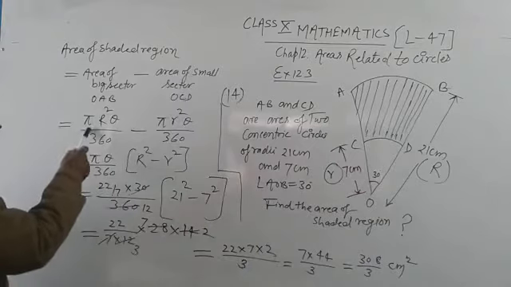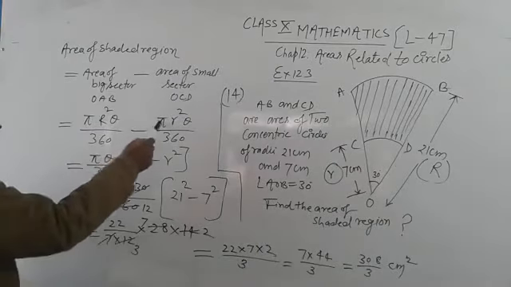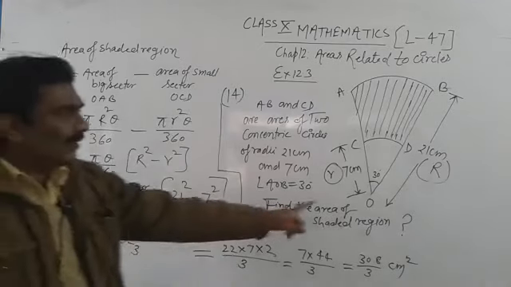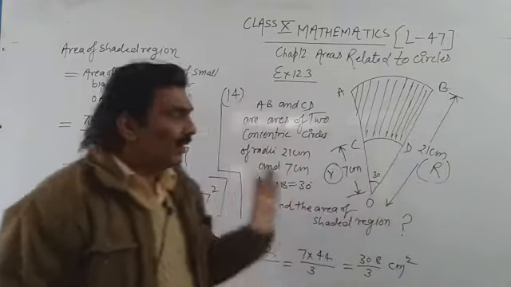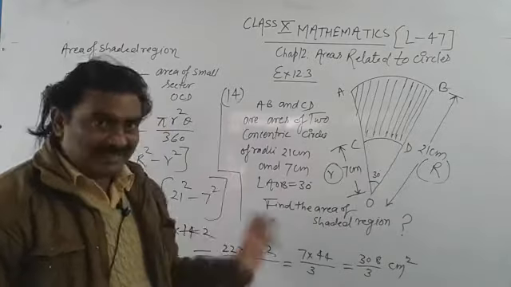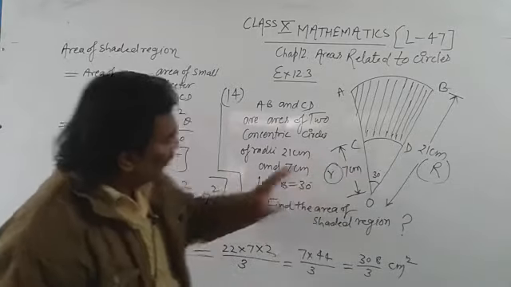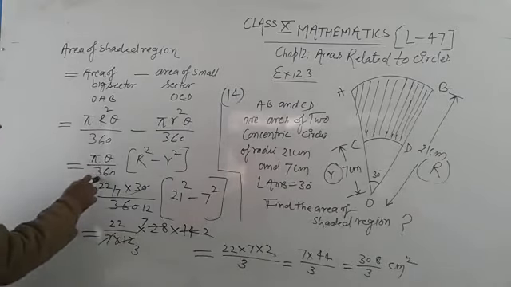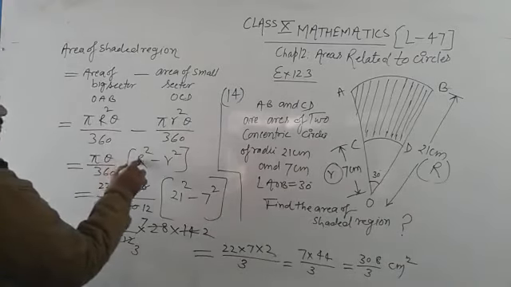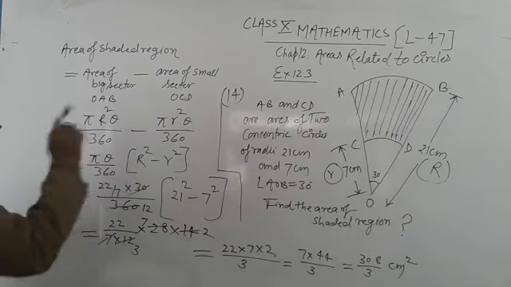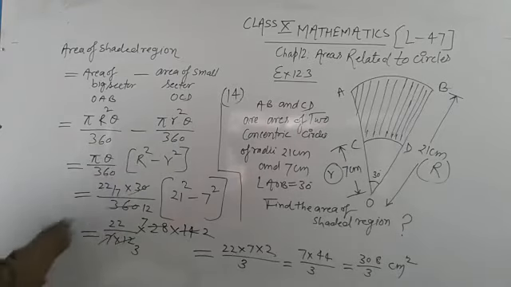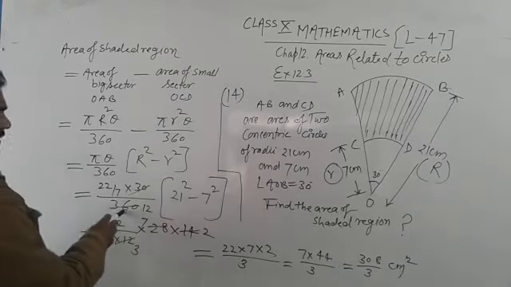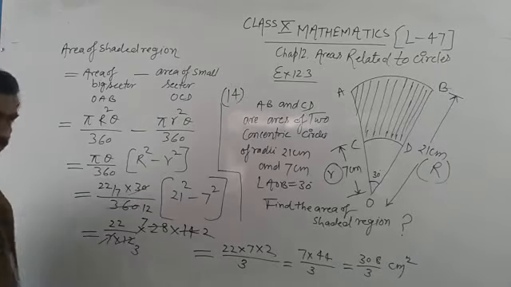Using the formula pi r square theta upon 360, here for the big sector the radius is capital R, which is 21 centimeter, and for the small sector the radius is 7 centimeter. So we will put the values here. We take pi theta upon 360 common, and remaining is capital R square minus small r square. Putting the values, theta is 30 degrees upon 360, 21 square minus 7 square.